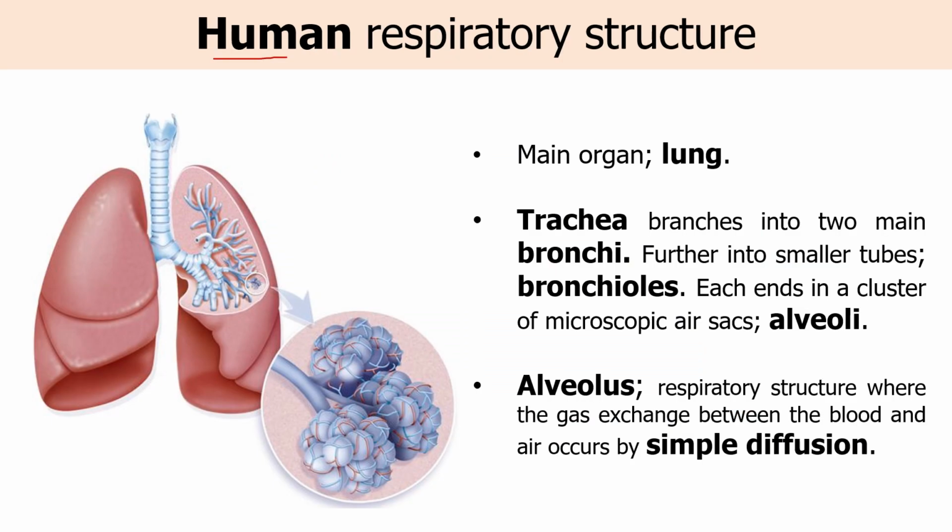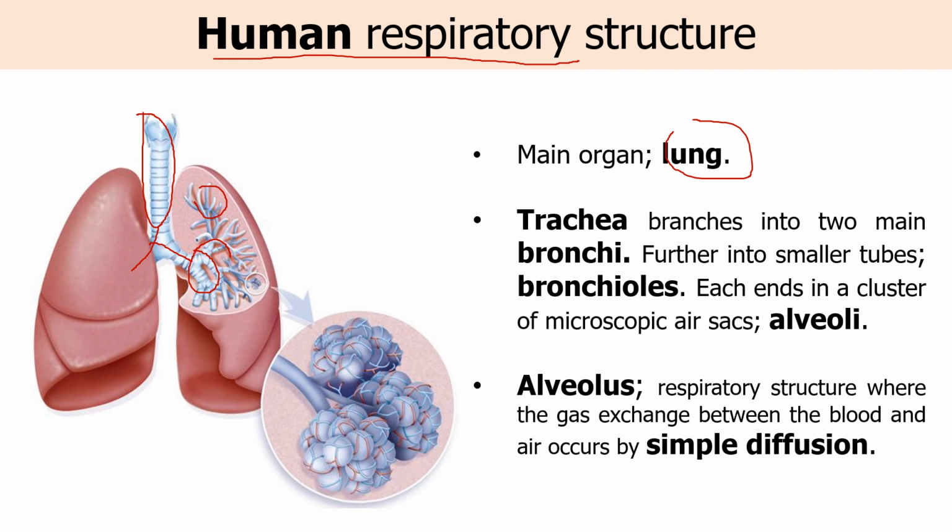Back to human respiratory structure. Of course, the main organ is lung. Starting with the structure, trachea branches into two main bronchi, and then further into smaller tubes we call bronchioles here, and then each ends in a cluster of microscopic air sacs known as alveoli.